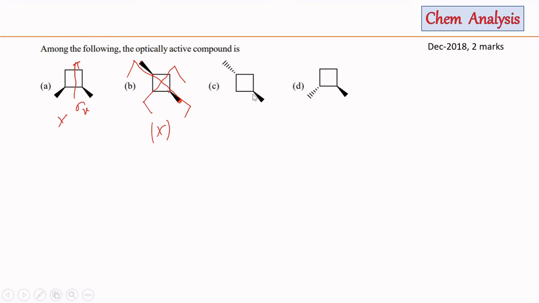Now in this structure we can see that there is only one sigma plane passing through this methyl carbon, this carbon, and this methyl carbon, and it will bisect this molecule into two equal halves, so it will also be optically inactive. In this case we can see that there is no such sigma plane or center of symmetry or any other symmetry element except a C2 axis, so we can say that this molecule will be optically active. Now let's see the next question.